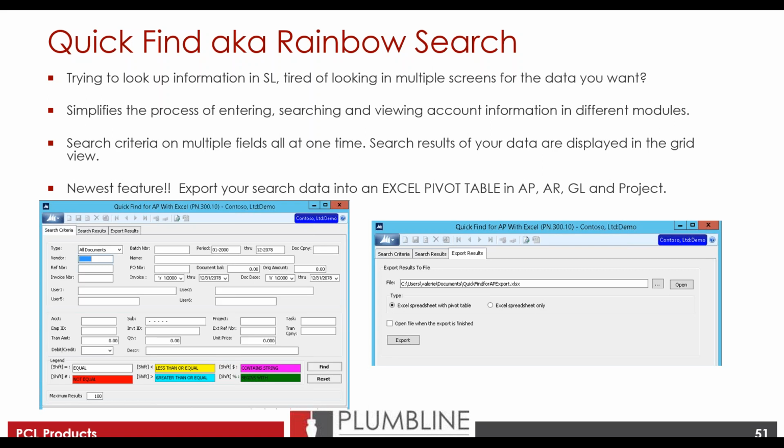It is available for our Core 4 package, which is APAR, GL, and Project, and then the main Quick Find product includes inventory purchasing, inventory lot, bill of material, and a couple other modules. But you have 2 purchasing options with it, and it saves so much time and makes life so easy. Also, with the Core 4 APAR, GL, and Project, you can export the data from the grid into an Excel pivot table, which is phenomenal. So if you're interested in Quick Find or being able to find information faster in SL, this product's for you.